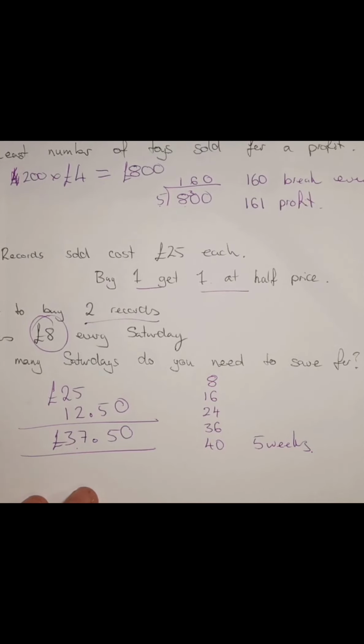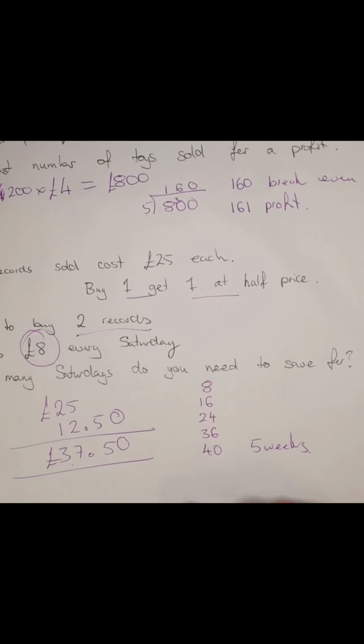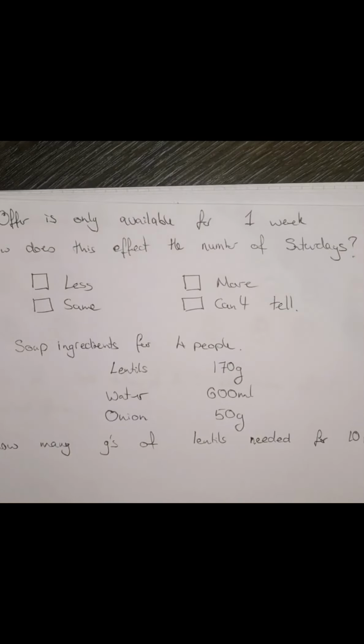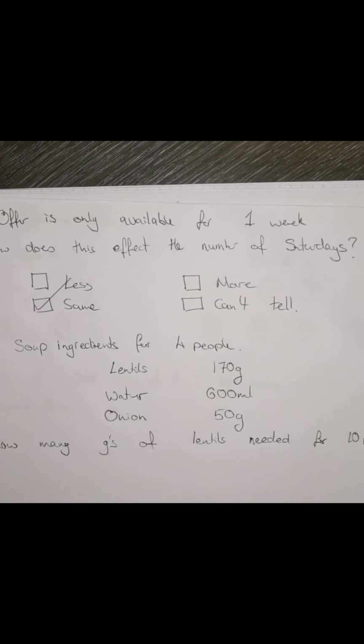5 weeks is going to take me to save up. By that stage, I'll have 40 quid and I will be able to buy my 2 records. Right, it says that the offer's only available for 1 week. How does this affect the number of Saturdays? It doesn't affect the amount of money that I'm saving, so that'll be exactly the same.